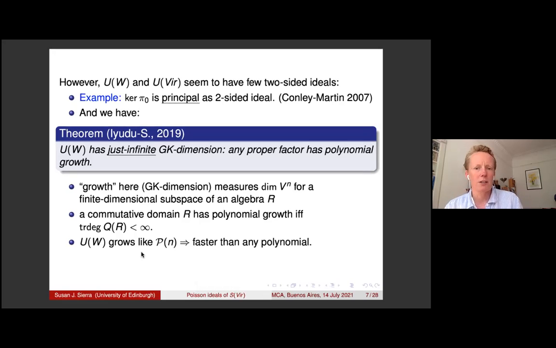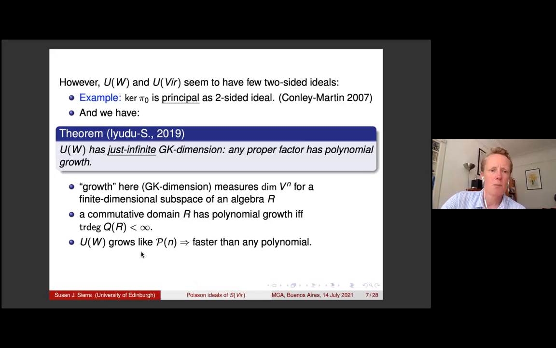So the growth here, to say a little bit, is this GK dimension. How you calculate it is you take a finite dimensional vector subspace and you look at its powers and measure how fast that grows as a function of n. And for a commutative domain, this GK dimension just measures the transcendence degree of its field of fractions. And as I said, the enveloping algebra of the Witt algebra grows like partition numbers, so faster than any polynomial.